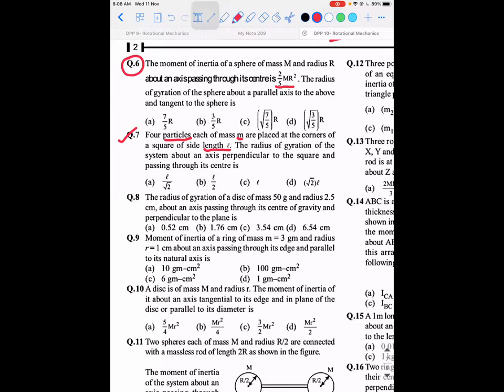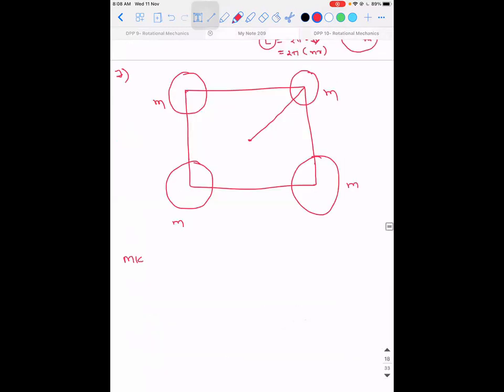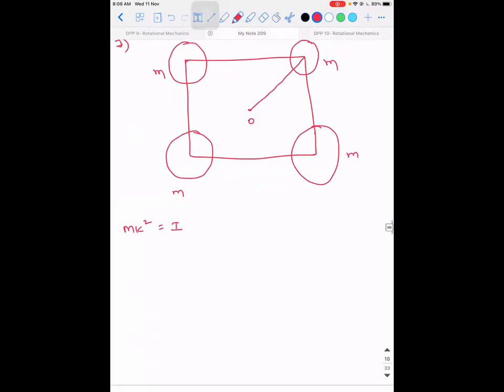For finding the radius of gyration, m k square is equal to the moment of inertia. So what is the moment of inertia about point O? 4 times the mass of each object times what is this distance, guys? L by root 2. So 4m into L square by 2. So m k square is equal to 2m L square. Both masses are the same, so m and m will get cancelled. What will be the value of k? It will be root 2 times L.